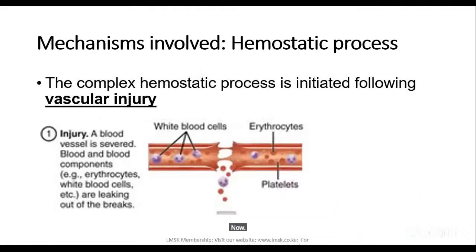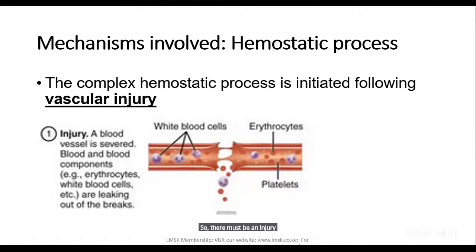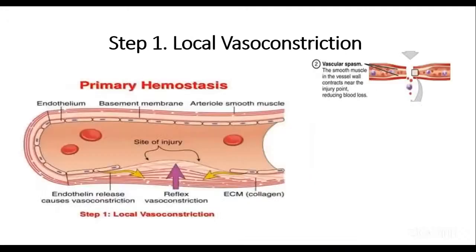Now, what are the mechanisms involved in the hemostatic process? The complex hemostatic process is initiated following vascular injury. So there must be an injury to the vessel for hemostasis to be initiated. So following injury, what happens? Vasoconstriction. The blood vessels constrict so as to reduce blood loss from the circulatory system.